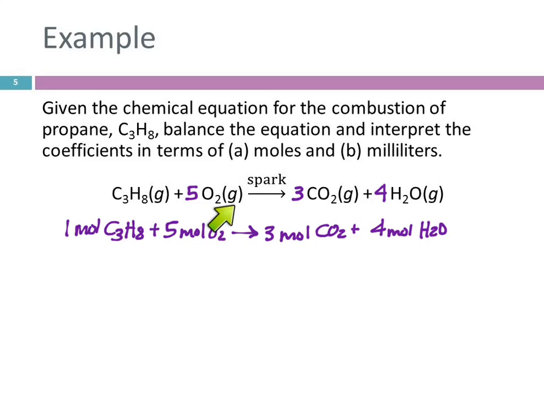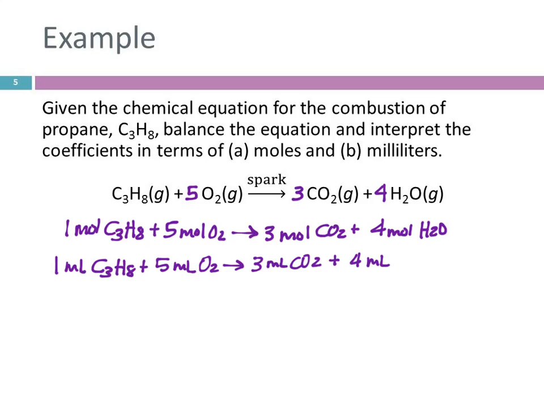These are all gases, and so we can also interpret them in terms of volumes. It doesn't have to be liters. Milliliters is fine. So this could be 1 milliliter C3H8 plus 5 milliliters of O2 to 3 milliliters of CO2 plus 4 milliliters of H2O. Any questions?